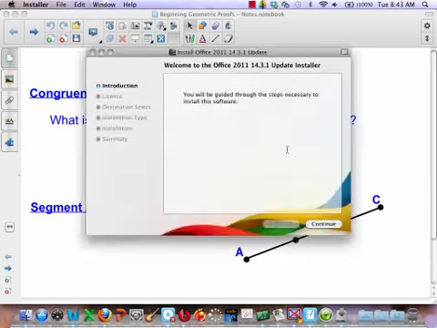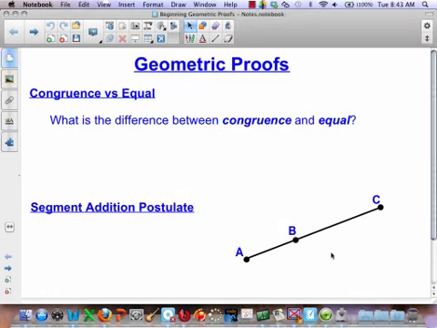So when we look at geometric proofs, they're really non-intense. The thing that you guys are going to struggle with the most is basically the definitions. We have a lot of properties and a lot of definitions, and it's really important that we do our best to get those under control. One of those that's kind of an odd one to talk about is this concept of congruence versus equals.